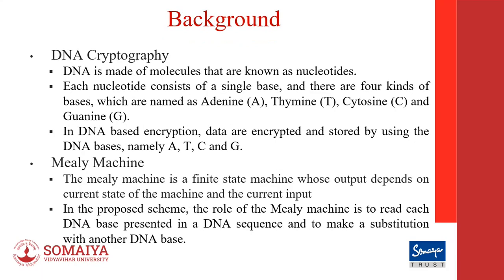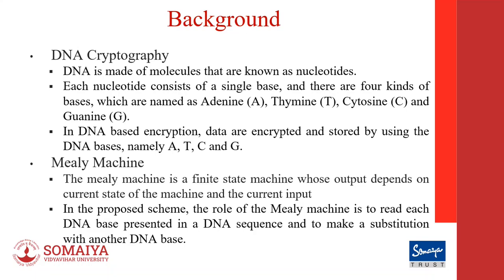So let's take a look at the background. So basically DNA is made up of molecules which are known as nucleotides, and each nucleotide consists of a single base, and there are four kinds of bases: adenine, thymine, cytosine and guanine. DNA based encryption data are stored using these DNA bases, which are named A, T, C and G. They're short forms.